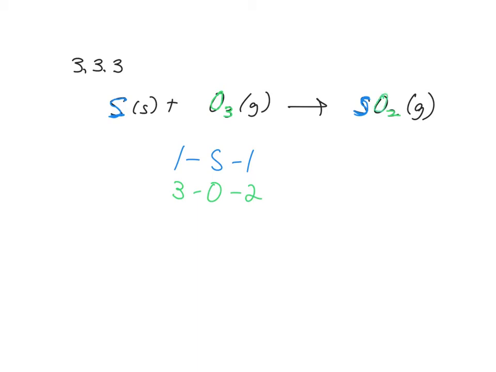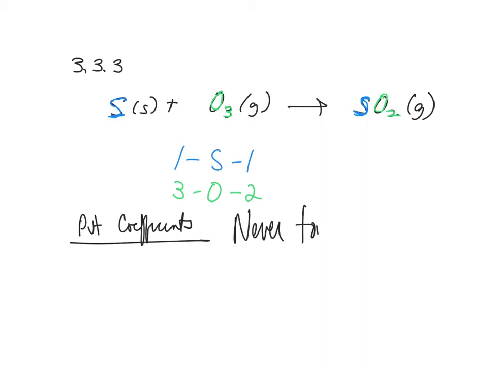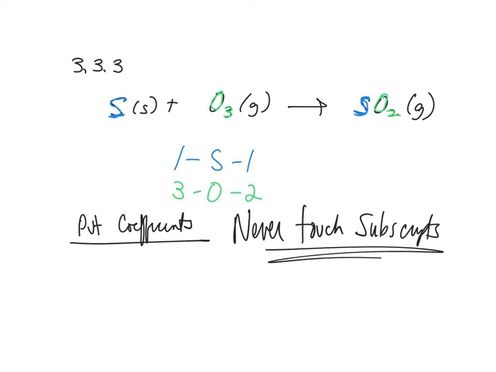And so now we only add coefficients, and never touch the subscripts. If you touch the subscripts, then you're changing the actual compound, and that is wrong. Okay, never do that. So we can put in the coefficients, which are the big numbers in front.